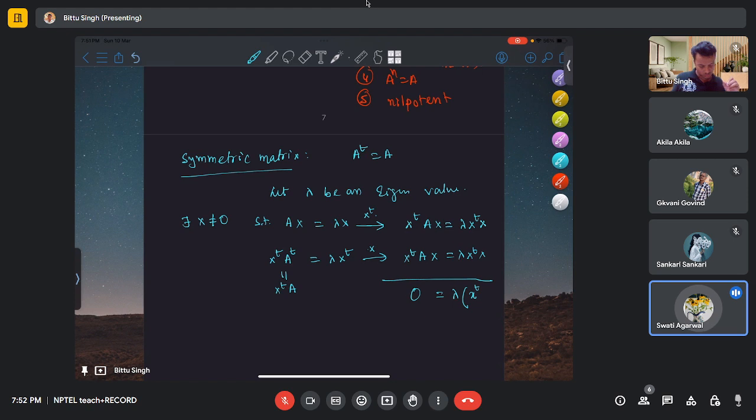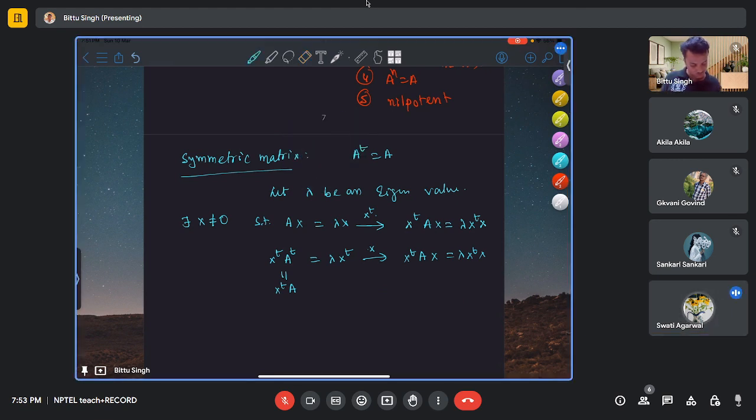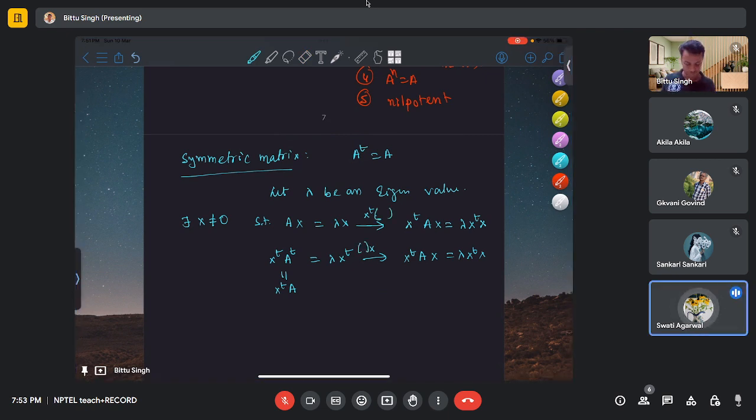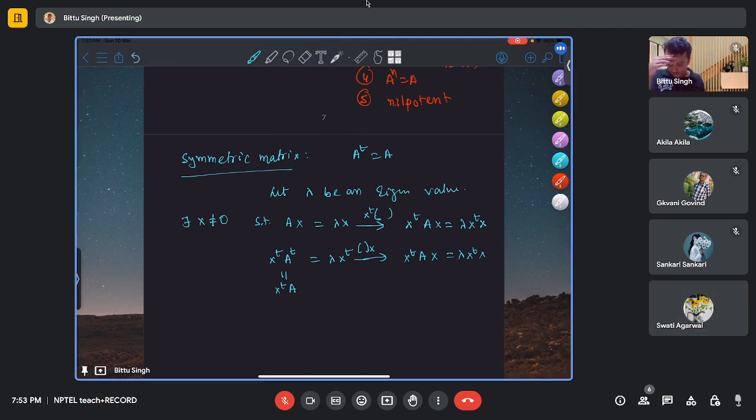So on top also it will be x transpose. On the top I have an equation, I have done something wrong here. In the first equation on the right-hand side, it will be lambda x transpose. Oh, okay. We have multiplied on the left-hand side, and here we have multiplied on the right-hand side. So I have done something wrong here.